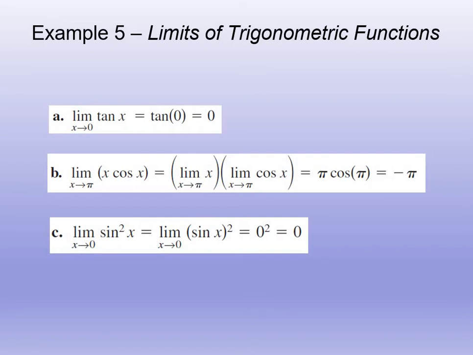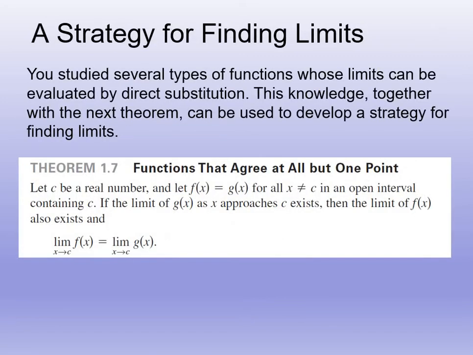Alright, so we're going to take the limit of the quantity of sine of x squared as x approaches 0. So it's very important that we write it this way. Sine of 0 is 0, so we're substituting in 0 for the x. Sine of 0 is 0, and 0 squared is 0, so the limit is 0 in this case. Okay, so there's how we work through using trig functions.